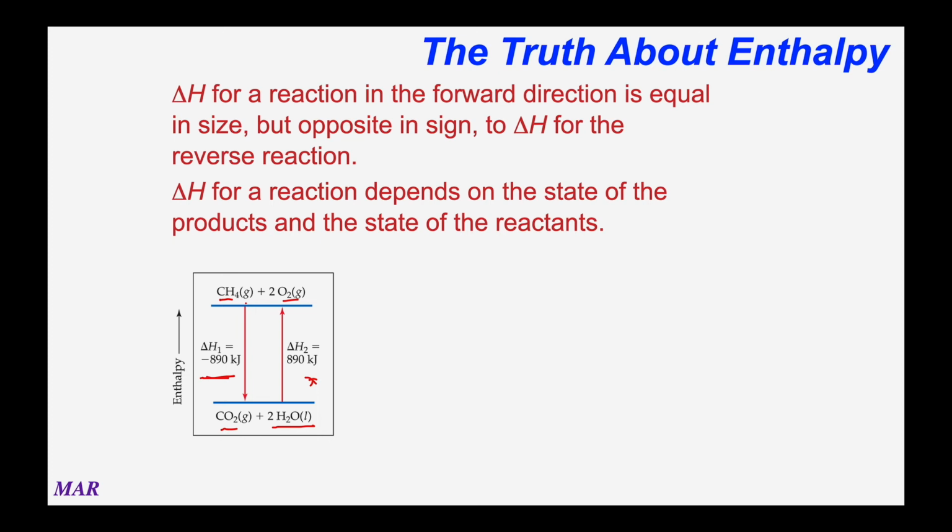This is interesting in thermodynamics. One direction will be exothermic, one direction will be endothermic, and the magnitude is the same, you just change the sign. The delta H for a reaction does depend on the state of the products and the state of the reactants. So notice that H2O liquid is one of the products if you go from the CH4 down to the CO2 and water. If we change that to CO2 and H2O gas, we would have to recalculate our delta H values. Everything is very state dependent. It takes more energy sometimes to get to a gas versus a liquid versus a solid, etc.